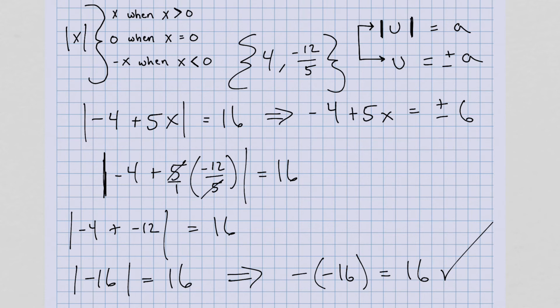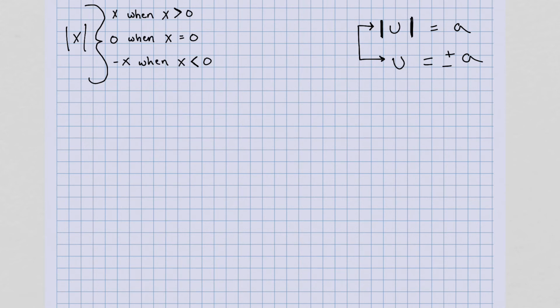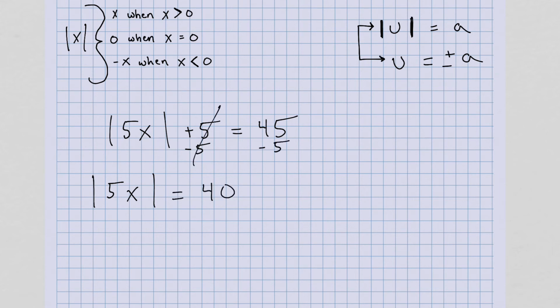Okay, let's go over a couple more problems with a bit of a spin on it. Let's do another example similar to that. Here we have the absolute value of 5x plus 5 equals 45. Before you take these signs down, you have to get the absolute value by itself. So we have 5x plus 5, we subtract 5 here and subtract 5 here. 5x now equals 40.